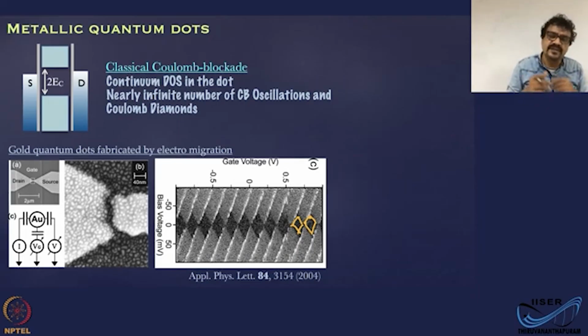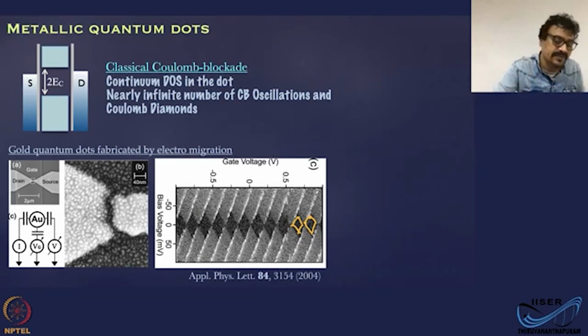In theory, it should be pretty much identical because the density of states is pretty constant in that small range where you are applying the voltage. And you have so many states available. So you will get identical looking diamonds, an infinite number of diamonds. You can swing this gate voltage in a very large range, you still keep on getting diamonds. But that is not always the case. But this is the case when you have a metallic quantum dot.